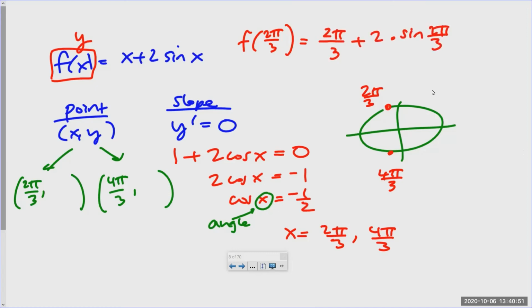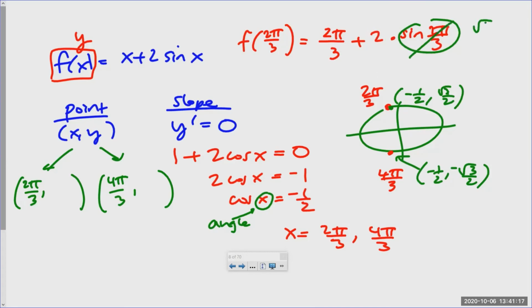What is the sine value of 2 pi over 3? Look at what 2 pi over 3 is here. Let me put it in for you. Negative 1/2, and you're going to go up square root of 3 over 2. And right here, this is going to be negative 1/2, and you're going to go down square root of 3 over 2. So what's the sine value of 2 pi over 3? Square root of 3 over 2. If you multiply that by 2, you just get square root of 3. So when I multiply it by 2, this answer is just 2 pi over 3 plus square root of 3.